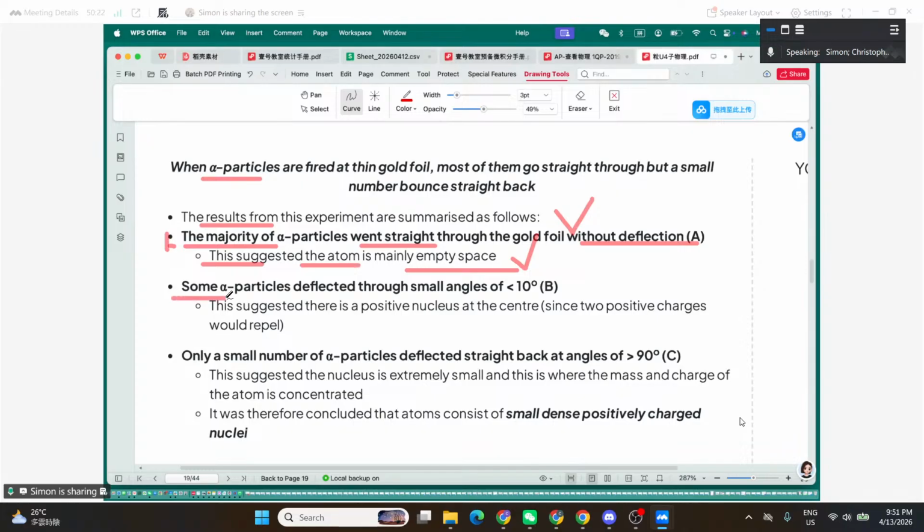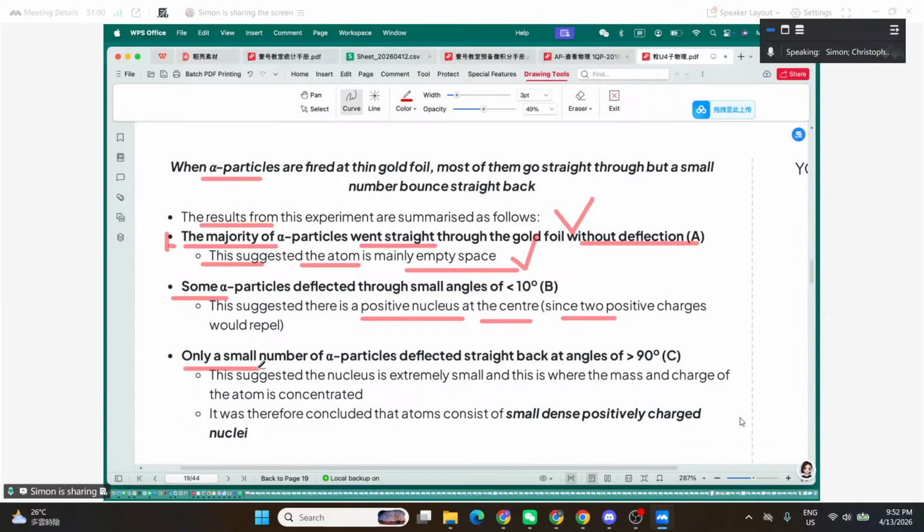The second result is that some alpha particles were deflected through a small angle, less than 10 degrees. This result suggests there is a positive nucleus at the center, because we know that positive to positive, there is a repulsive force. Okay, no problem.